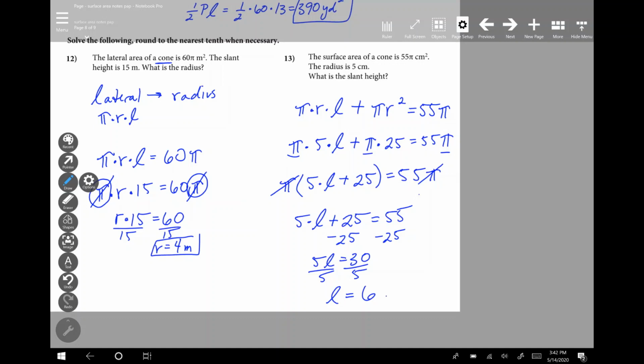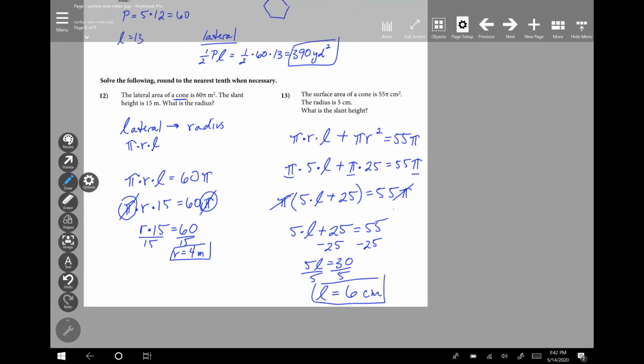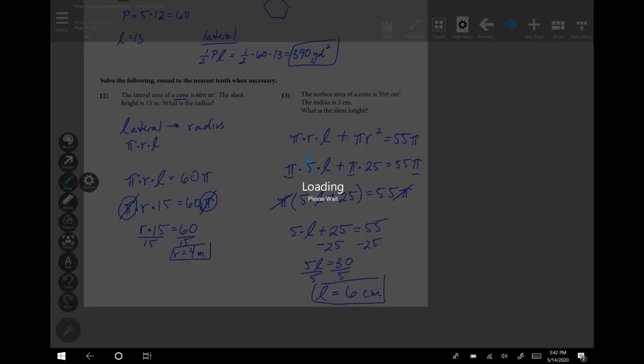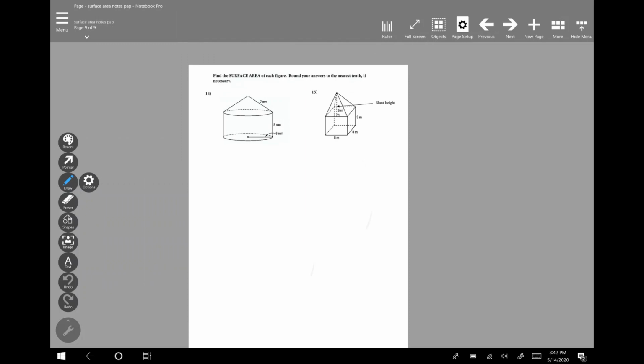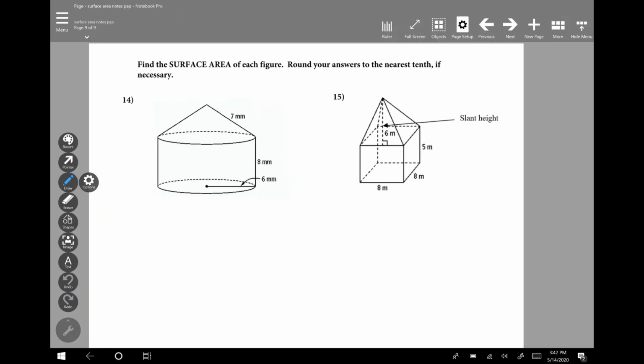And what are the units? Centimeters. All right, there you go. So that's for if you're having to work formulas backwards. So they give you the lateral, or they give you the surface area, and they want you to get out one of the variables that you'd normally plug in.